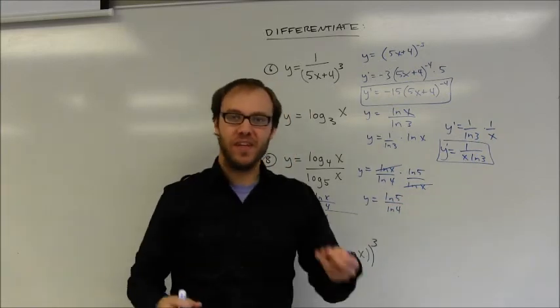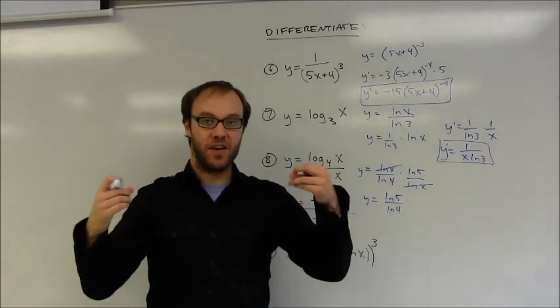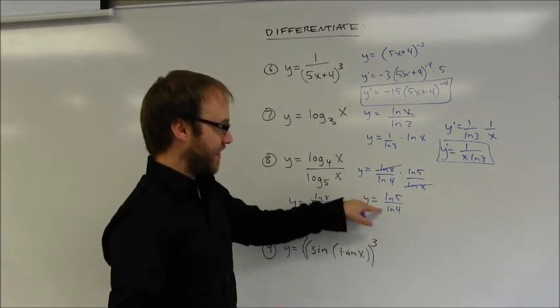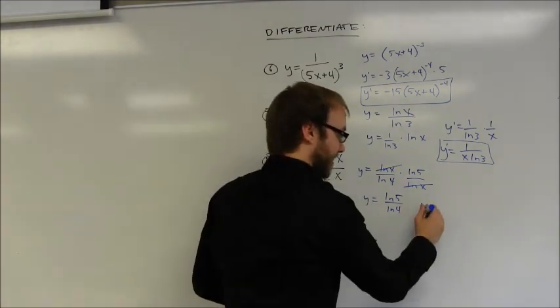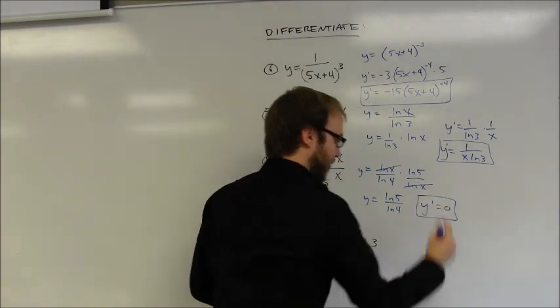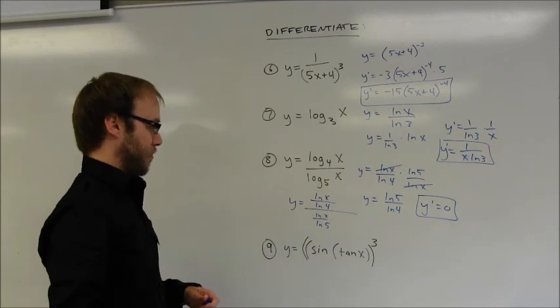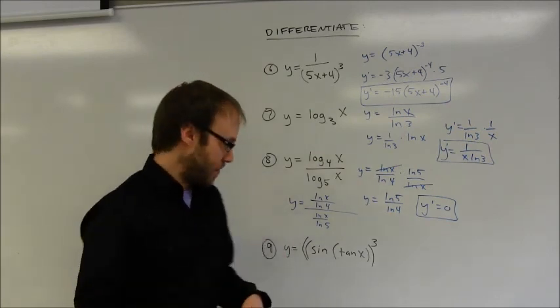And be careful, it's really easy to look at this and think again that you've got a quotient rule problem here. You don't have a quotient rule problem here. That's a constant. The derivative of a constant is always 0, and I'm done with this problem. Okay? And the final example, really just a big chain rule problem.